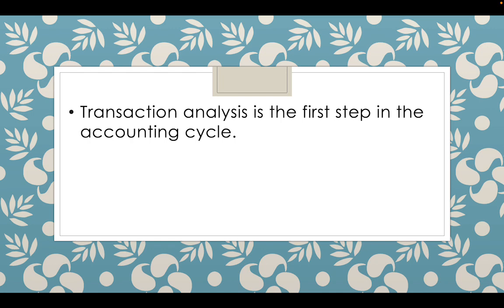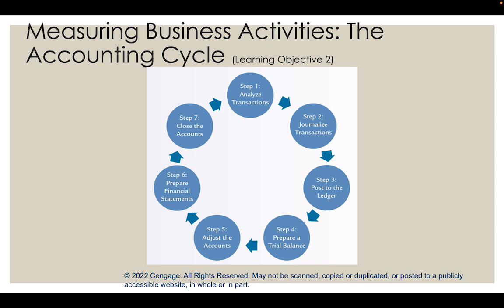As I just mentioned, transaction analysis is the first step in the accounting cycle. And you can see here that your textbook authors have 7 steps in the accounting cycle. We're at the very top, at 12 o'clock on the clock, if you will, at analyzing transactions. And eventually we're going to move next into creating journal entries. And then on around the clock we go.